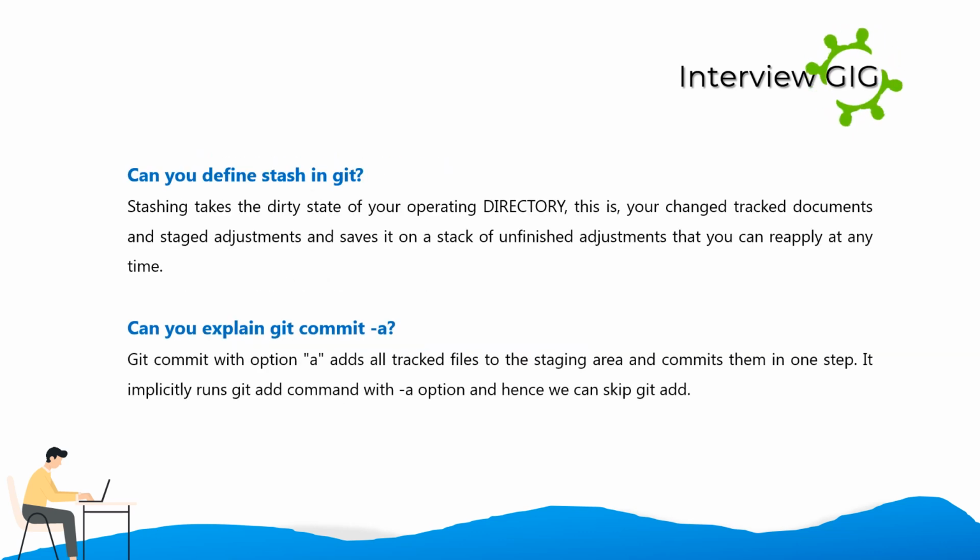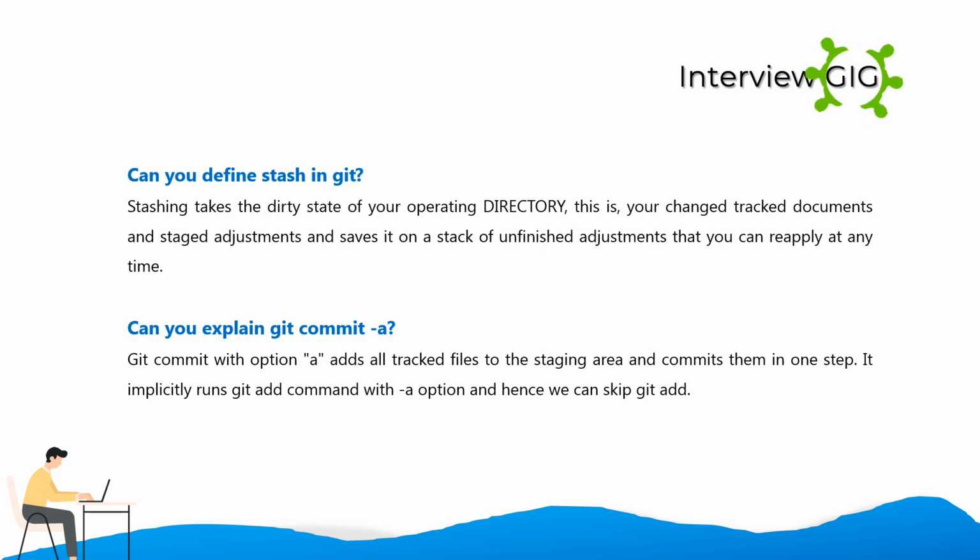Can you define stash in Git? Stashing takes the dirty state of your working directory, that is, your modified tracked files and staged changes, and saves it on a stack of unfinished changes that you can reapply at any time.